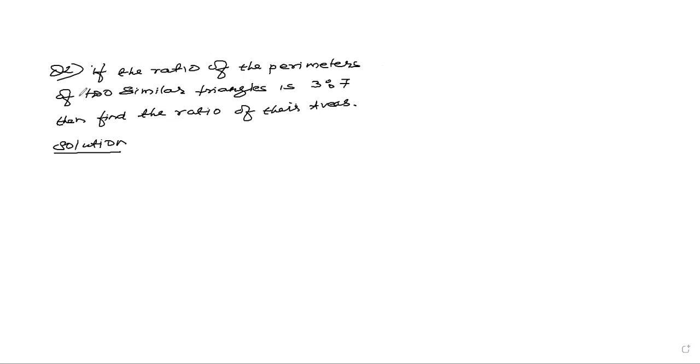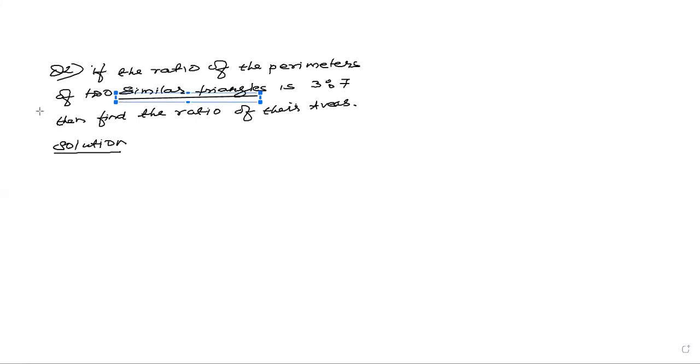The ratio of the perimeters of two similar triangles is 3:7. Then find the ratio of their areas. I want the ratio of the areas. There also I wanted the ratio of the areas. But one more big difference is that the two triangles there couldn't at any cost be proved similar, whereas here they mention that these two triangles are similar.